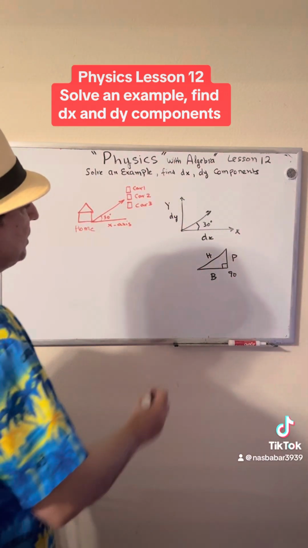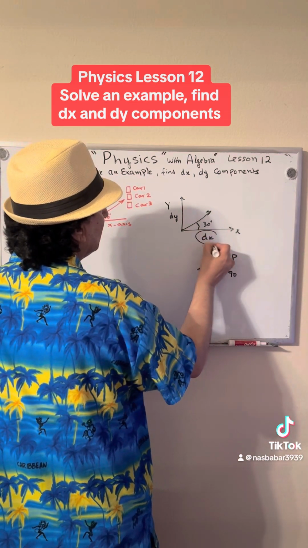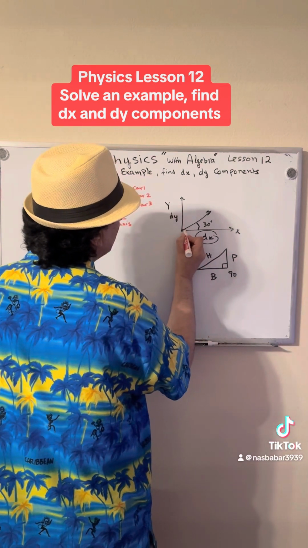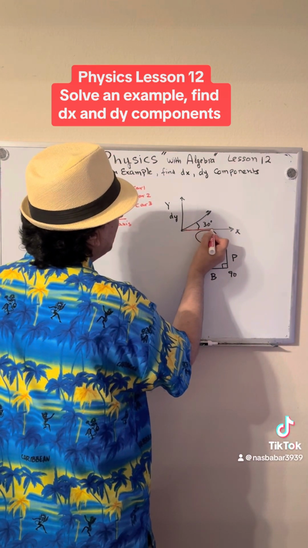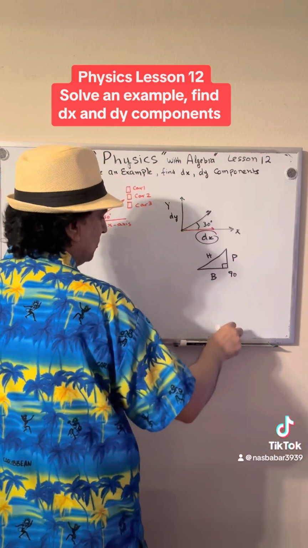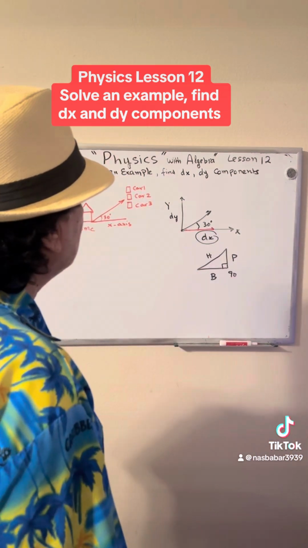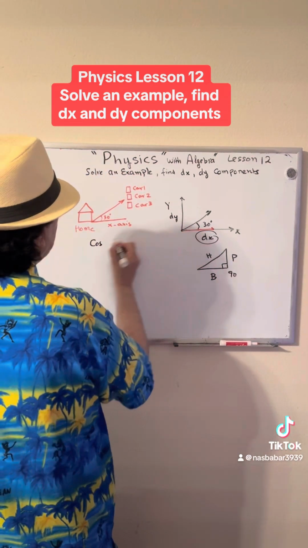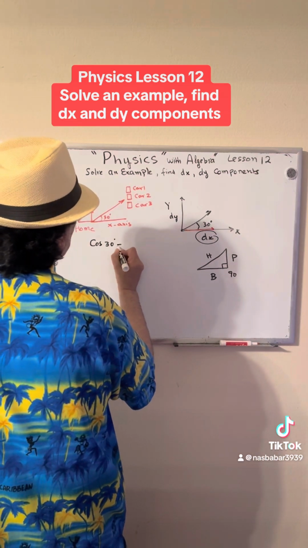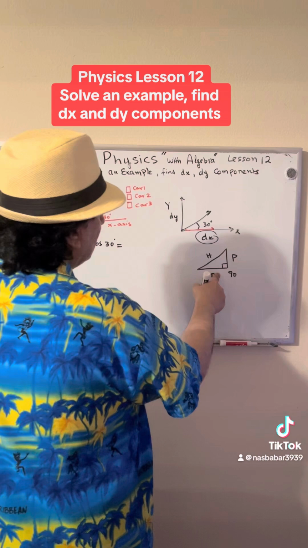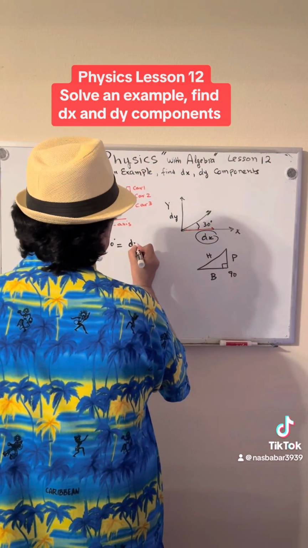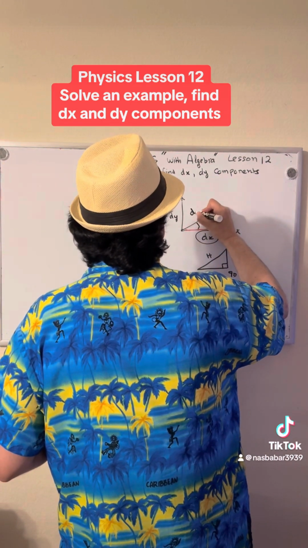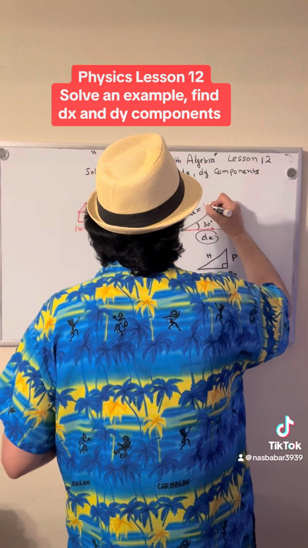Okay. So in this case, I want to find dx right here. dx is going to be from this point up till right here. So now what I can do is I can say cosine of 30 degrees is equal to base over hypotenuse. Base is dx, and hypotenuse is given. This distance right here is given, and it is 10 meters.